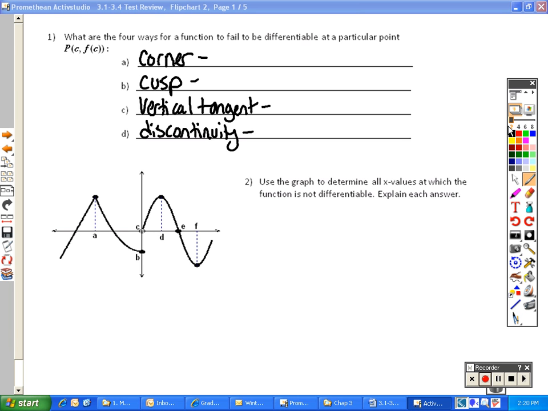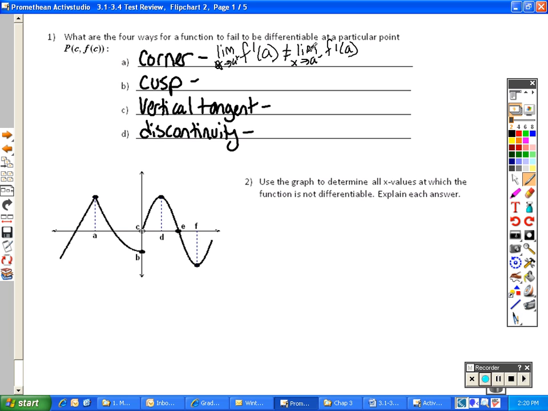Basically, a corner is when the slope, f prime at a specific point, as we approach that point, as x approaches a from the right, does not equal the limit as x approaches a from the left. So basically this means the slope from the right is a number, the slope from the left is a number, but these two numbers are not the same.